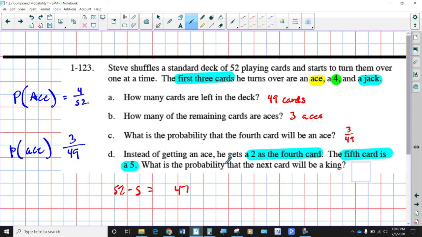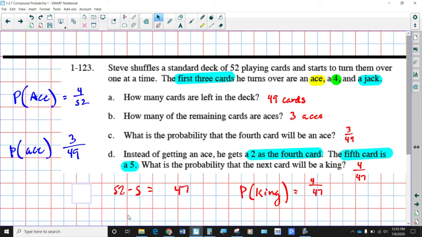And now what's the probability that we're going to get a king? How many kings are in the deck? 4. Have any of them been taken out yet? Ace, 4, jack, 2, and 5. Nope, all the kings are still in there, which means 4 out of 47 is now your probability of getting a king on the 6th card that you plan on drawing.